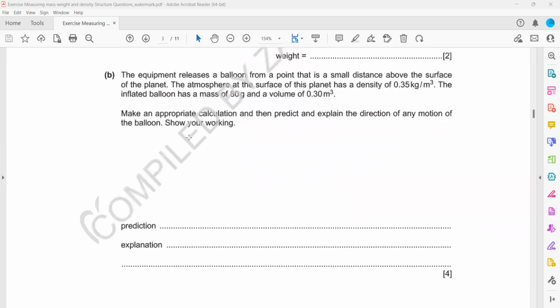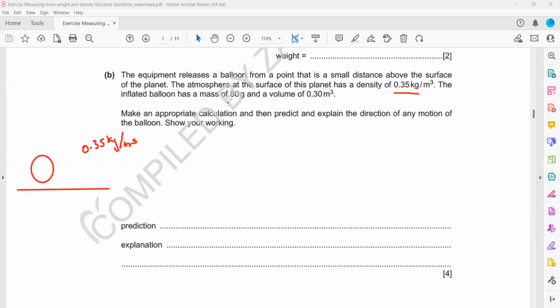Now, the equipment releases a balloon from a point that is a small distance above the surface. Like, this is the surface of the planet, and the equipment releases a balloon. So there's a balloon example here, just a small distance above the surface. The atmosphere of this planet has a density of 0.35 kilogram per meter cube. So the density of the atmosphere, or density of the surrounding, or you can say density of a fluid, is 0.35.